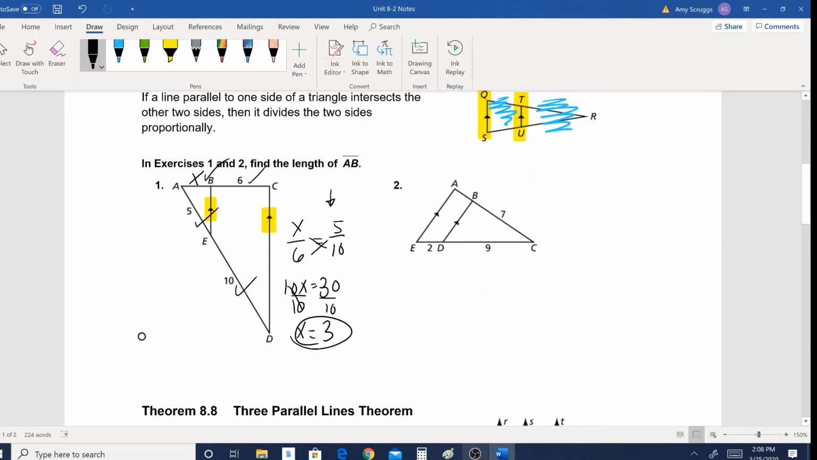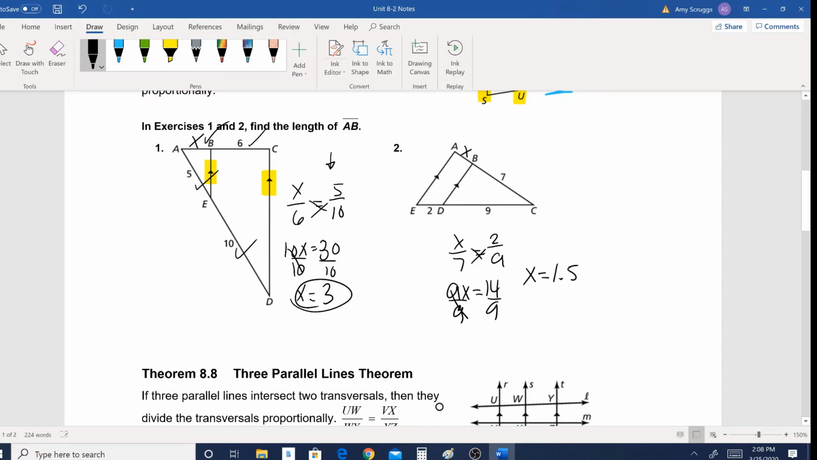Okay. Next, it says we need to find this side right here, side AB. So again, let's just set up a proportion. Let's say x over 7 is equal to 2 over 9. So this will give us 9x is equal to 14. And if you divide 14 by 9, 100% is going to be a decimal. I just don't know what it's going to be. Approximately 1.5 repeating. And it's okay to get decimals. Decimals are not always ideal because you feel like you've done something wrong, but as long as you've got it set up right, then it could very well be a decimal.